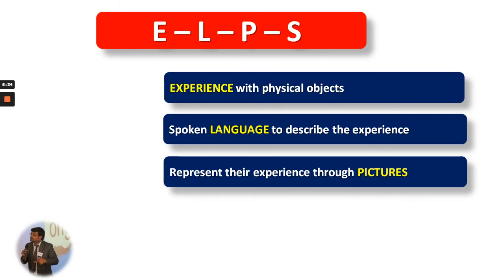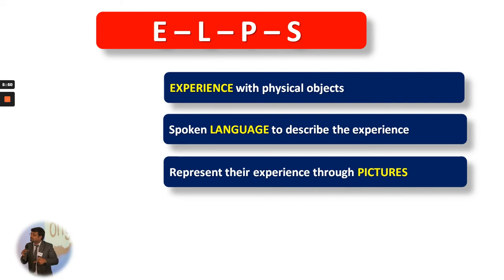The third part of ELPS is pictures. You represent their experience through pictures. You draw pictures on the whiteboard or blackboard, or if you see the textbooks of mathematics, they already have the pictures for the children.